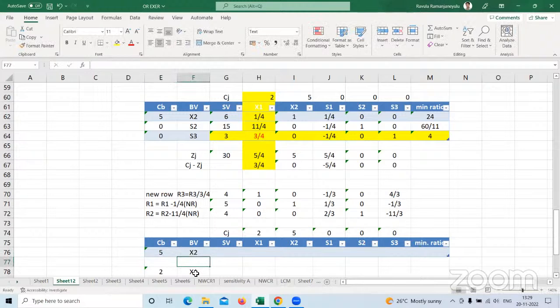Then the second row, there is no change. So S2, the coefficient is 0 only. Only the changes happen here. So in the third row, we got the new values. So first we'll write them while taking these values also. If you have it correct, then it is 2. Otherwise, you'll get confused. Are all correct? Yes, sir.